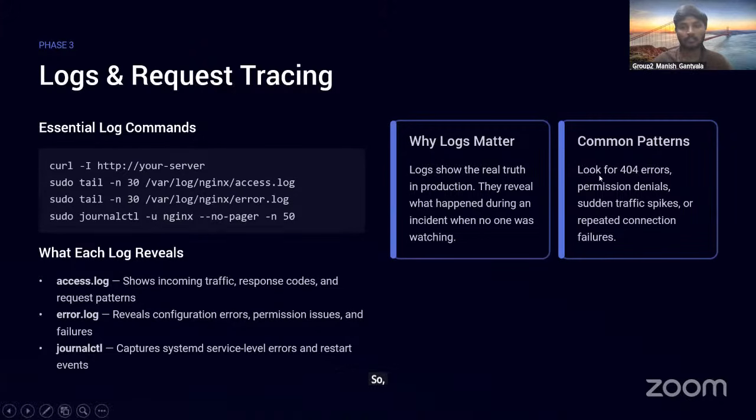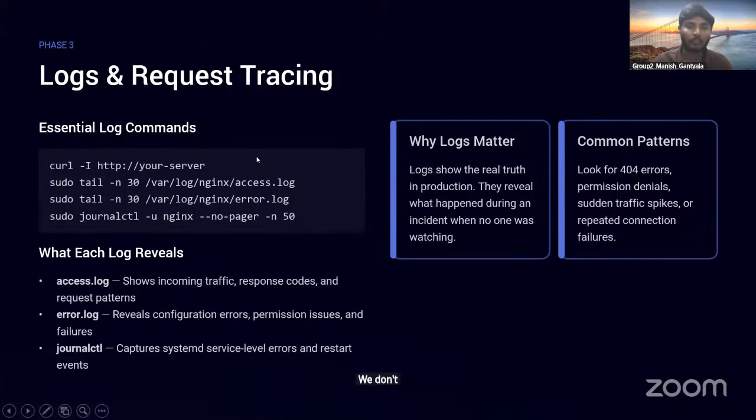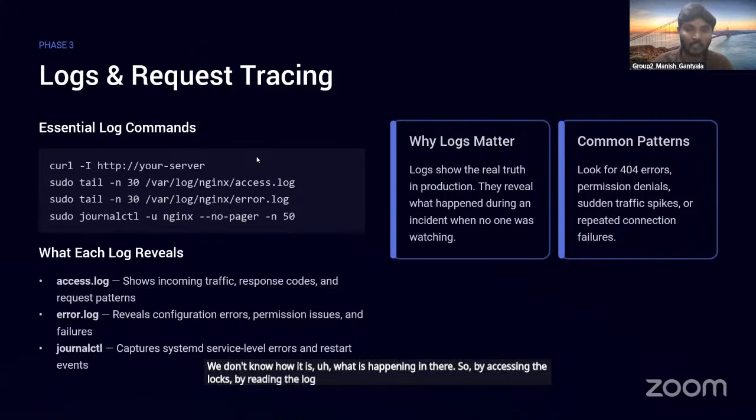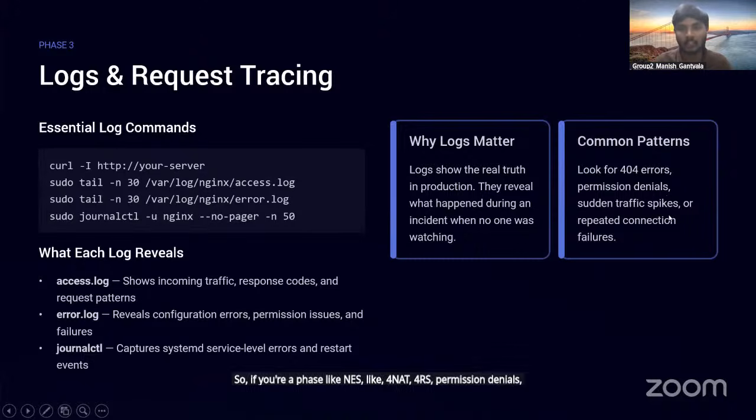So why do logs matter? They show the real truth in production. If you get any errors in prod, we don't know what is happening there. By reading the logs, we'll know what happened, even if no one is watching. So by checking the logs at your prod level, if you face any errors like 404 errors, permission denials and connection errors, you will see them. So we have to check these commands after production.